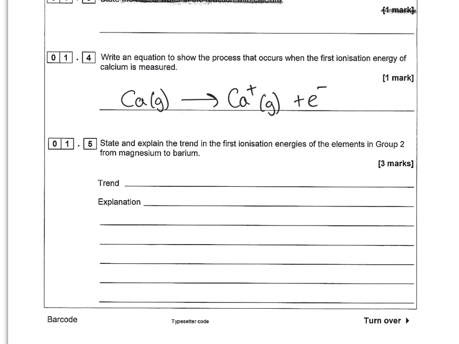As you go down group 2, the ionisation energy is going to decrease. This is because the ions are going to get bigger, so they have more energy shells, so there's going to be a weaker attraction of the electron. You could also say there's more shielding.